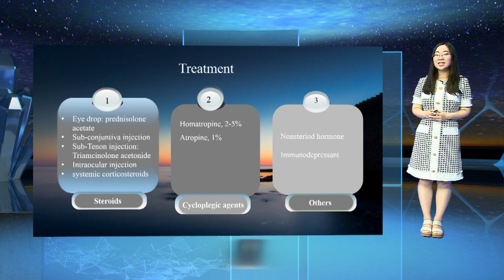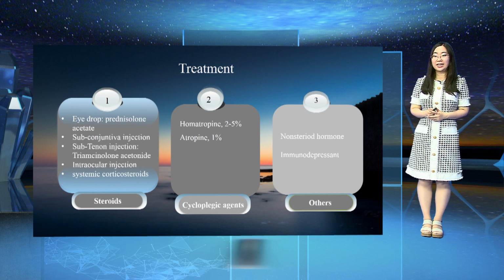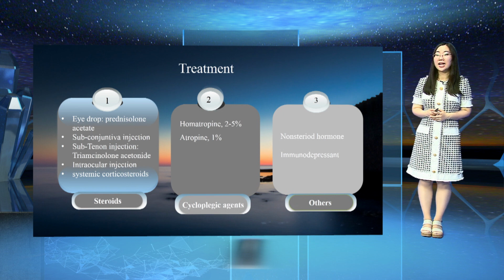How to treat uveitis? Corticosteroids and cycloplegic agents are the mainstay of the therapy of uveitis. Doctors should prescribe a steroid to reduce the inflammation in the eye. Whether the steroid is administered as an eye drop, pill, or injection depends on the type of uveitis you have.